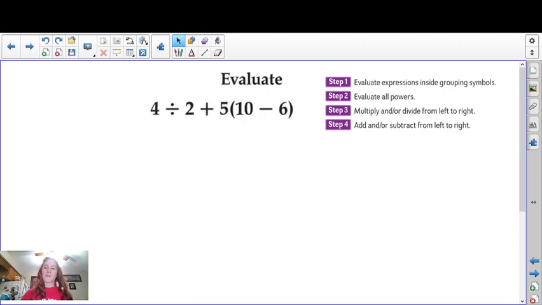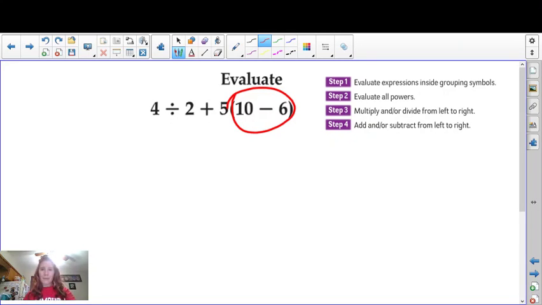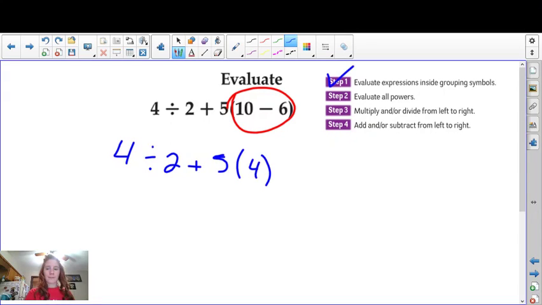So now I have to say, do I have a grouping? And I do. So that's where I'm going to start, is I'm going to start inside here. 10 minus 6 is 4. So I have 4 divided by 2 plus 5 times 4. I do not have powers, but I have multiplication or division from left to right. So let's go and start.